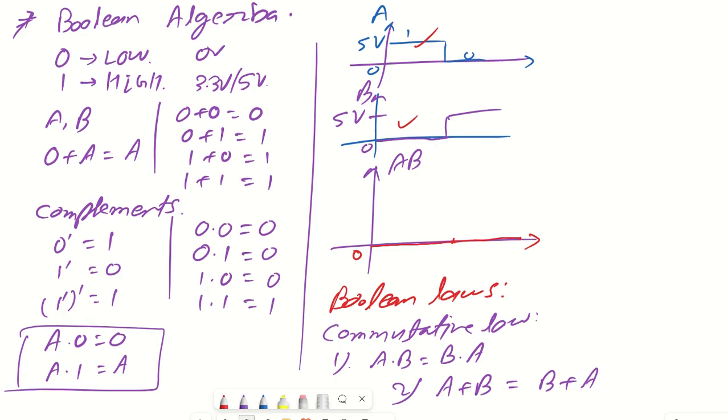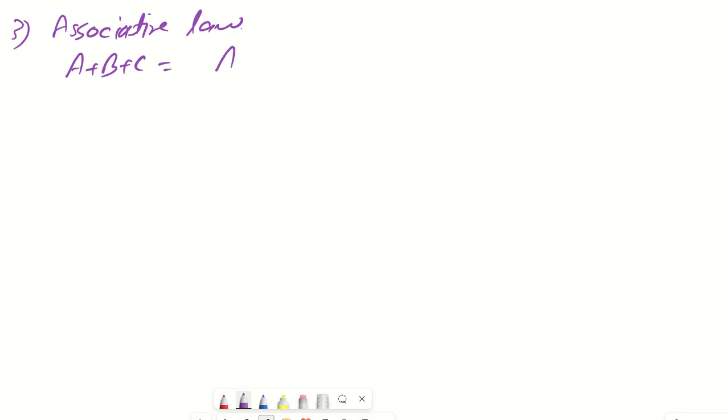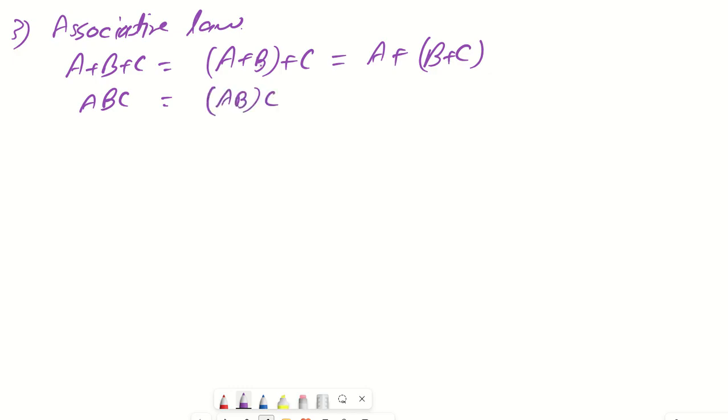Now talking about the associative law. Let us say we have A plus B plus C. You cannot do the summation of all three together, you have to take only two of them at a time. So whether you do A plus B and then add the result to C, this is also equal to taking A and adding the result of B plus C. So this is also okay, and this is called the associative law. A similar application applies to multiplication. Let us say we have ABC, so either you do AB first and then multiply with C, or you do BC first and then multiply with A. So this is how it is the associative law.